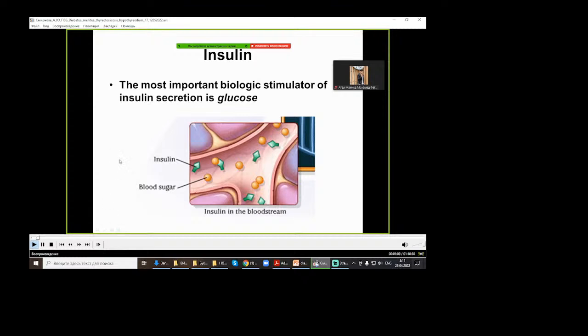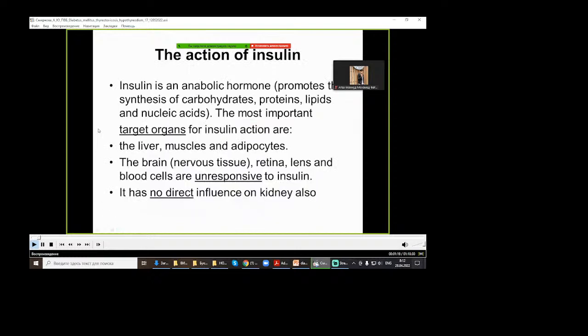So some words about insulin. The most important biological stimulator of insulin secretion is glucose. And insulin is an anabolic hormone, it promotes the synthesis of carbohydrates, proteins, lipids, and nucleic acids. The most important target organs for insulin action are liver, muscles, and adipocytes. The brain, nervous system, retina, lens, and blood cells are unresponsive to insulin, and it has no direct influence on kidneys.